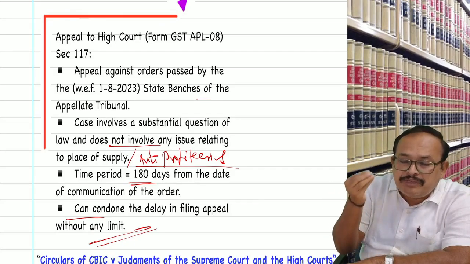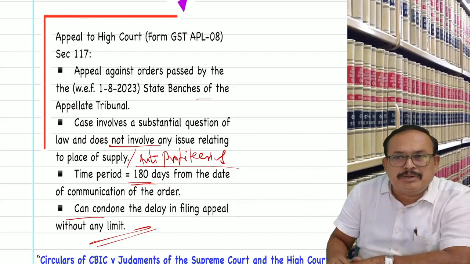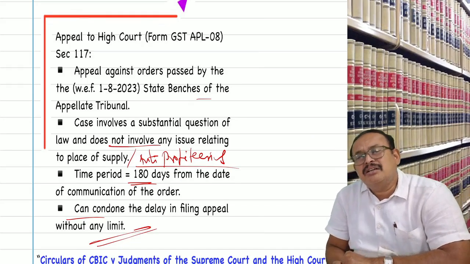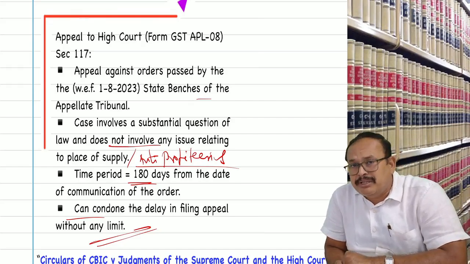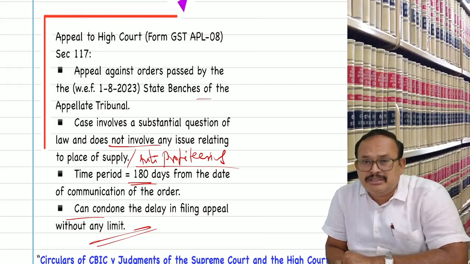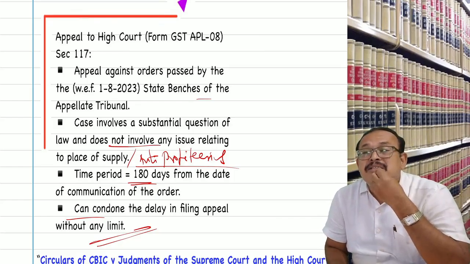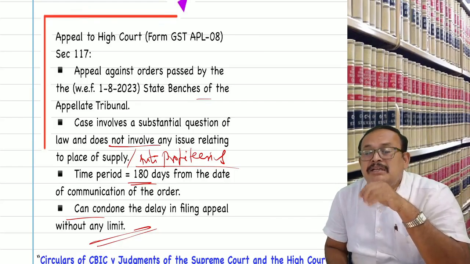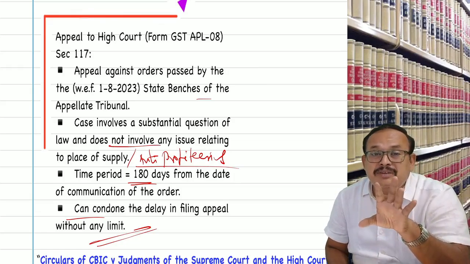So from the date of receipt of the communication, from that date only the time period will count. Initially it is 3 months in case of appellate authority. In the case of a tribunal also, the 3 months time period is considered only from the date of communication of the order. Though I may loosely say from the date of passing the order, it is nothing but communication of the order. Is it clear, sir? The time limit to go for appeal to High Court is within 180 days from the date of communication of the order.